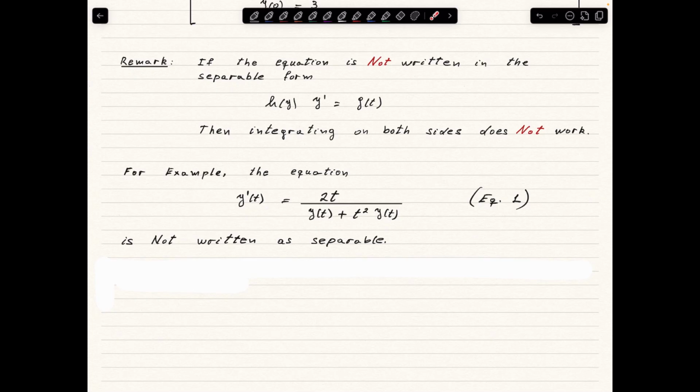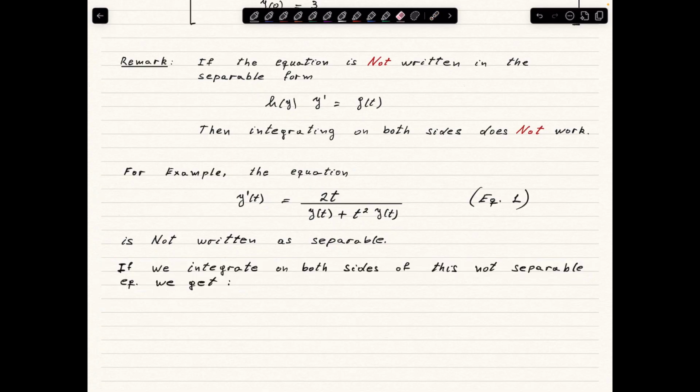The equation here is not written as separable right now. If we integrate on both sides of the equation, what do we get? Well, let's integrate. We have our equation, y prime of t equals t over, so it's not written as separable right now, y of t plus t squared times y of t. To solve the equation, we integrate on both sides with respect to, of course, the same variable t.